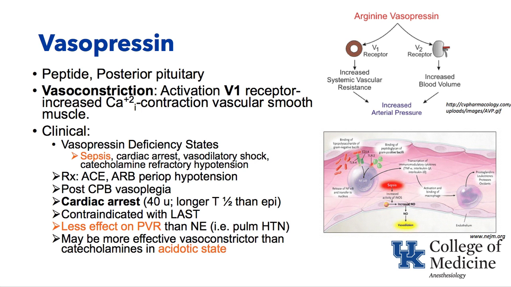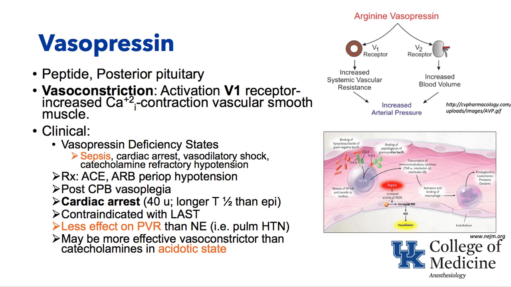Vasopressin is contraindicated with local anesthetic systemic toxicity. There seems to be less effect on the pulmonary vascular resistance than norepinephrine, i.e. if you need a vasoconstrictor and you're worried about your pulmonary vascular resistance, the patient has pulmonary hypertension, vasopressin would be a better choice than norepinephrine.